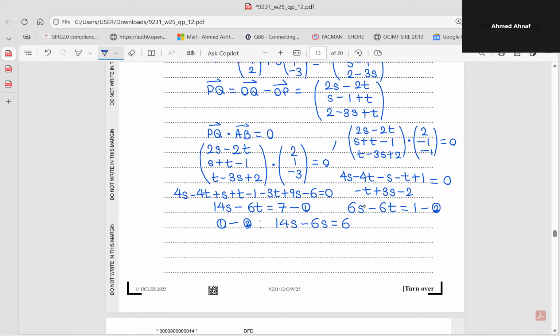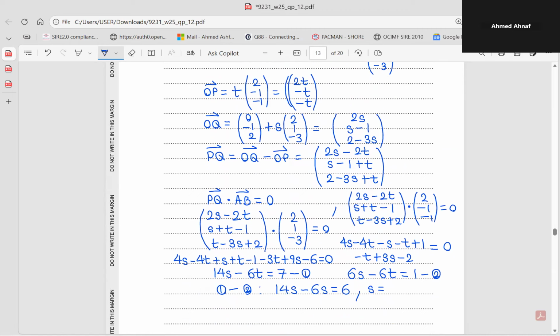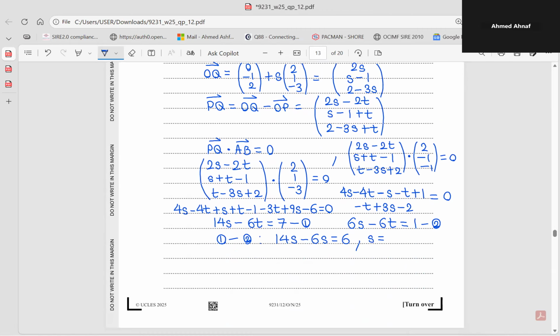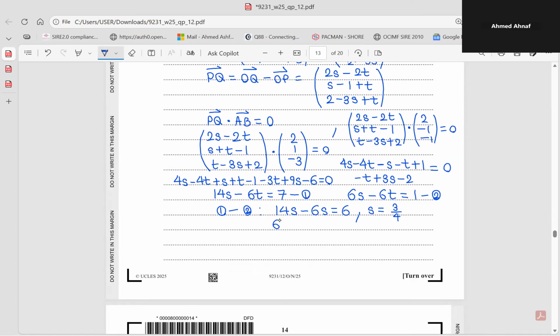And then S would just be, so we either have to find S only or T only, then we can, oh wait, never mind, we have to find both. Yeah, because we're going to take the distance of PQ. So 6 divided by 8 is 3/4. And then we'll just substitute it back.